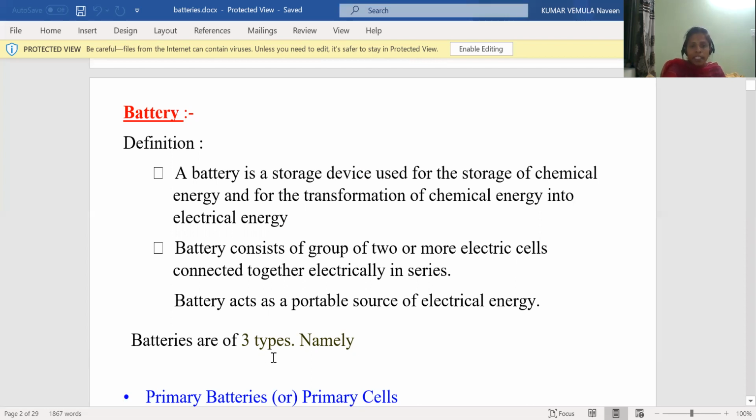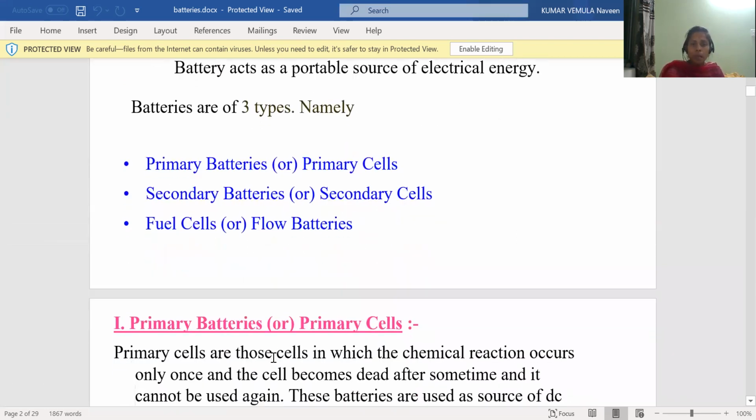And batteries are of 3 types. We have 3 types of batteries. Those are called primary battery, secondary battery, and fuel cells. Primary batteries are also called non-rechargeable batteries. Secondary batteries are also called rechargeable batteries. And fuel cells are also called flow batteries. Let us see the definitions today.